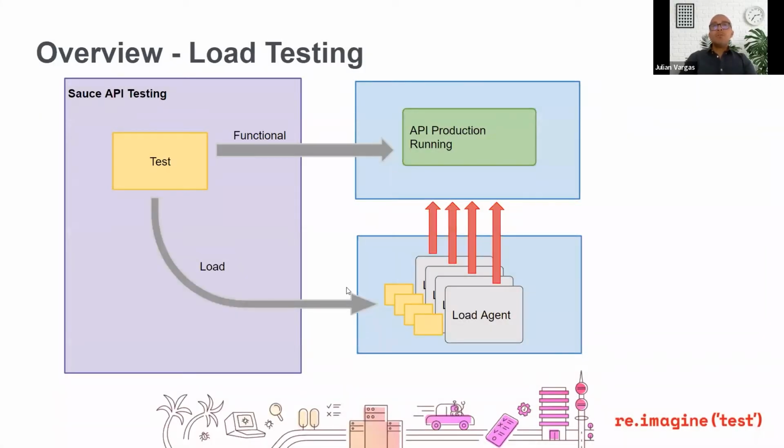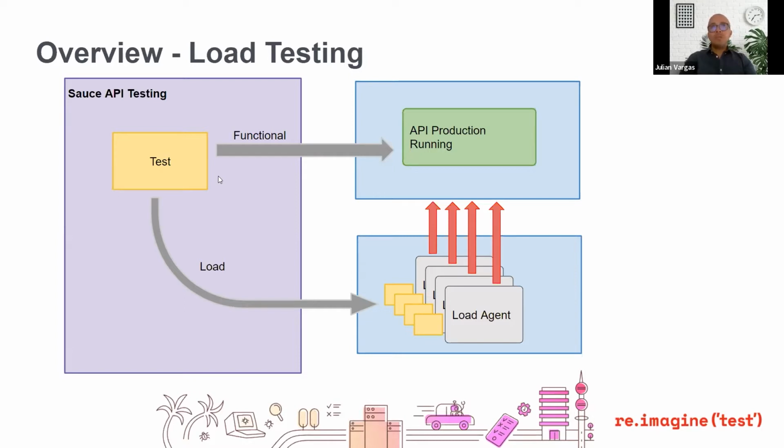An overview of how load testing works in API testing. In the purple square, we have Sauce API testing, which is our product, and there we create functional tests. A functional test is a verification that we perform over a given endpoint. We execute the test to perform a request to the production server or any environment that is accessible through the cloud, and we validate the response.